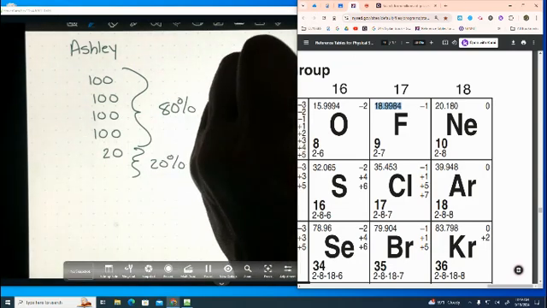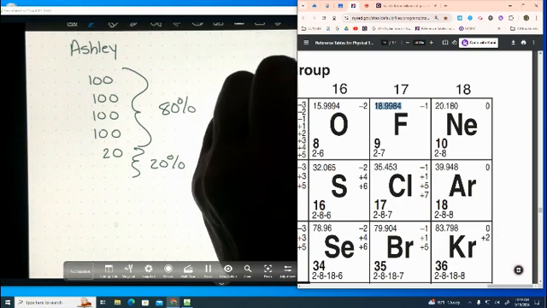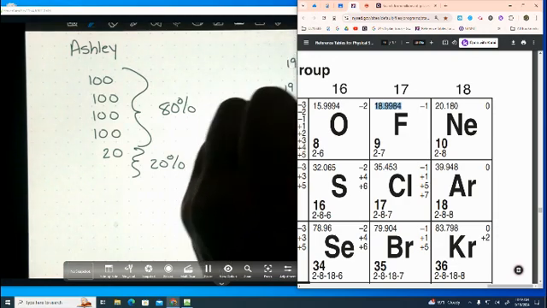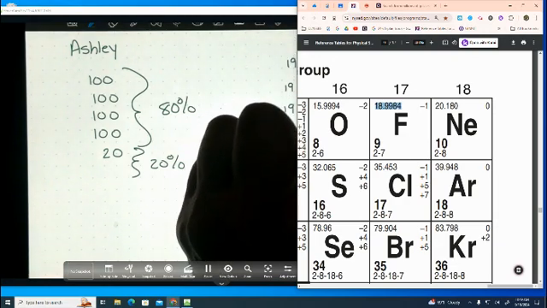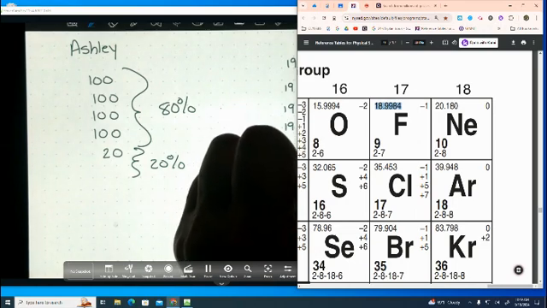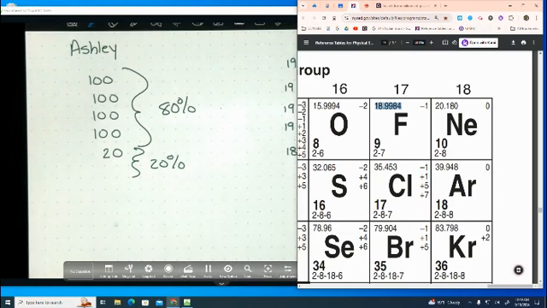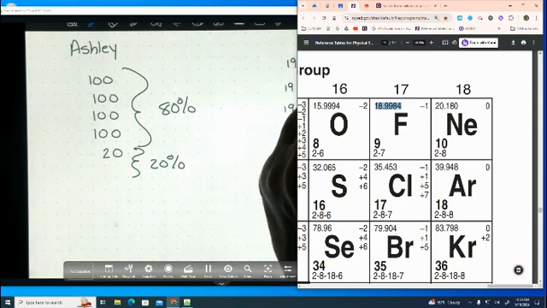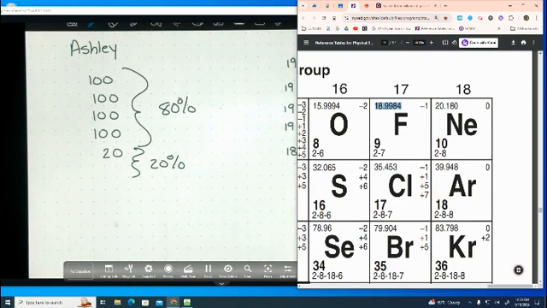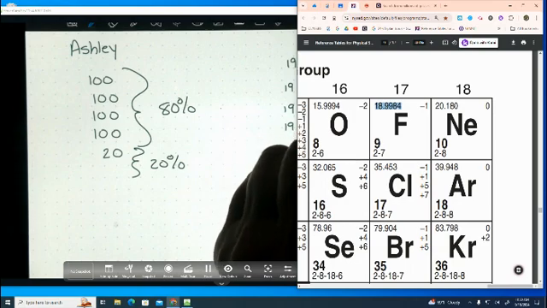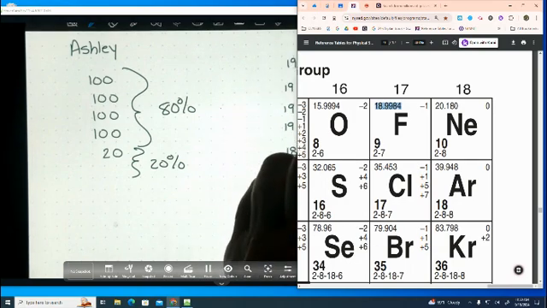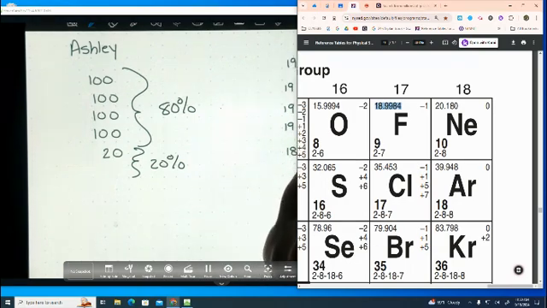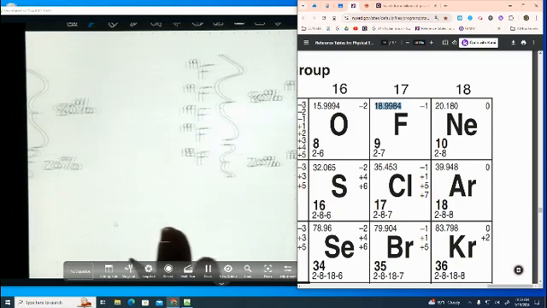That's what's happening here. Let's say I have fluorine 19 and fluorine 19 and fluorine 19 and fluorine 19, and then I have one fluorine that's a fluorine 18. 80% of the time I've got a fluorine 19, but only 20% of the time I have a fluorine 18. What's my average going to be closer to?